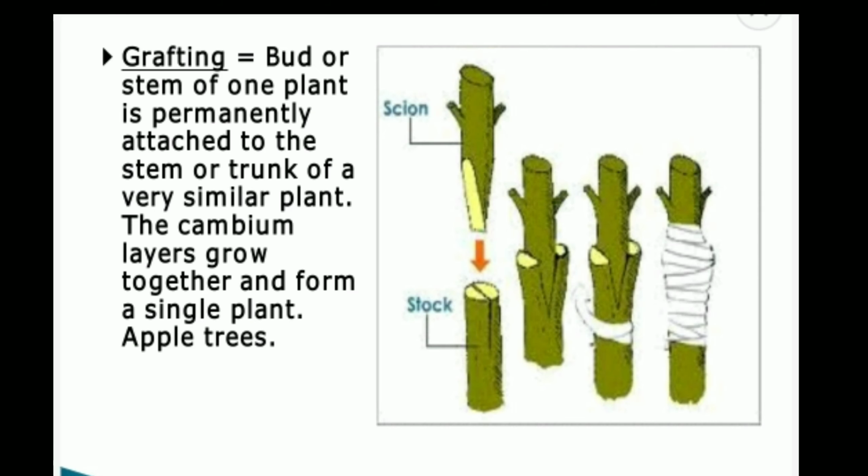The next process is grafting. So a bud or stem of one plant is permanently attached to the stem or trunk of a very similar plant. The cambium layers grow together and form a single plant. This is done in the case of apples. This is done in the same species, like mango with mango, apple with apple. You cannot do it between mango and apple. You have to choose two apple trees. One is the wild variety of apple, the other one is a different variety of apple. You will cut the main plant, which you can call the stock, and you will cut the other plant, which is called a scion. You will put it together in this manner and bandage it, and after a few days they will combine and it will have the traits of both plants.